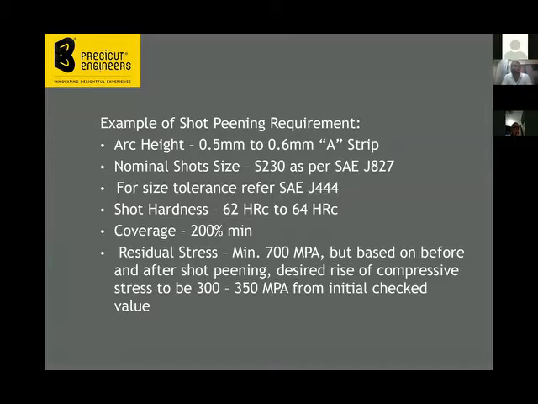It can be compressive or it can be tensile. So before shot peening, there is always going to be a certain stress profile on the component. And if there is a slight variation in process or the metallurgy or the raw material between what the customer is doing in-house and what the supplier is doing, then there is going to be a difference in value. So the most important aspect is to focus on the rise of compressive stress rather than the absolute value of compressive stress.